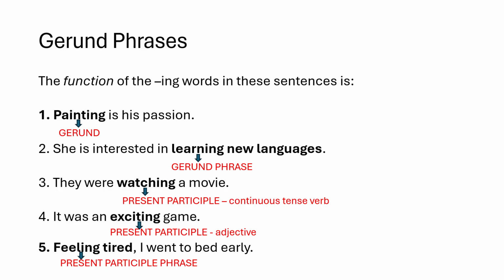5. Feeling tired, I went to bed early. Feeling tired is a present participle phrase, verb plus ing plus extra information. It acts as an adjective and describes the subject, I.